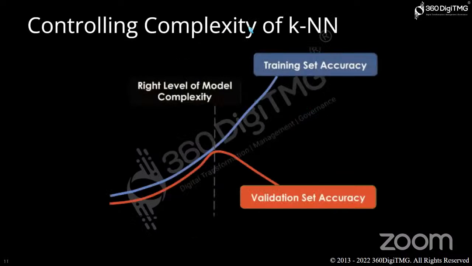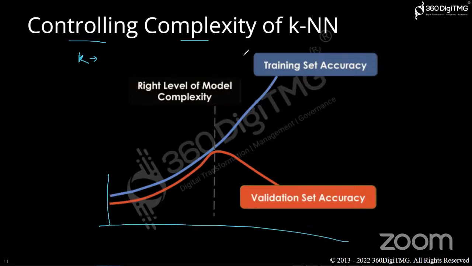Now, the discussion is about selecting the k value. We should control the complexity. We should not choose a very high value of k or a very low value of k. We should be able to control the complexity of k and n. So you can consider this.